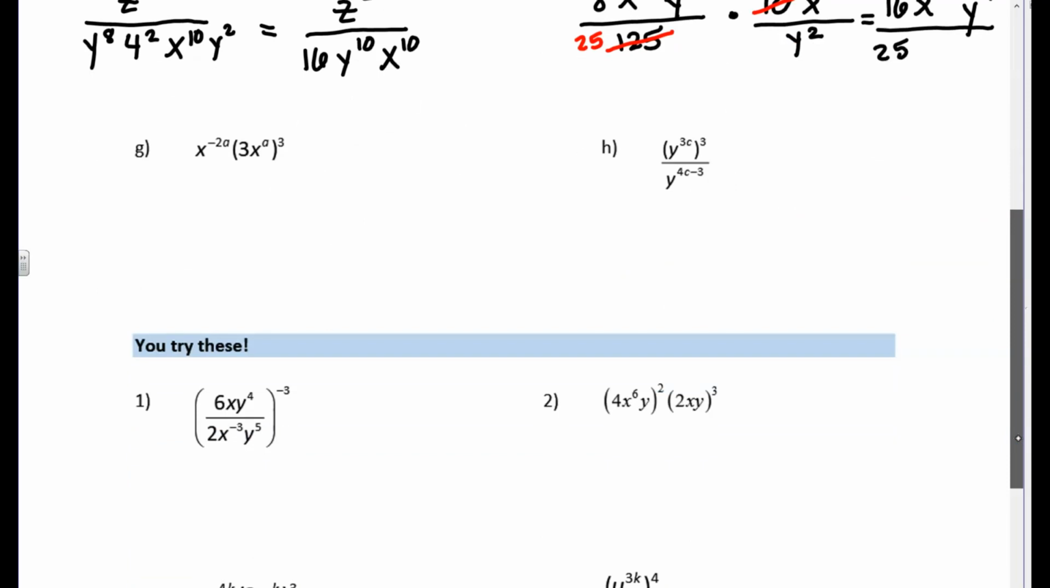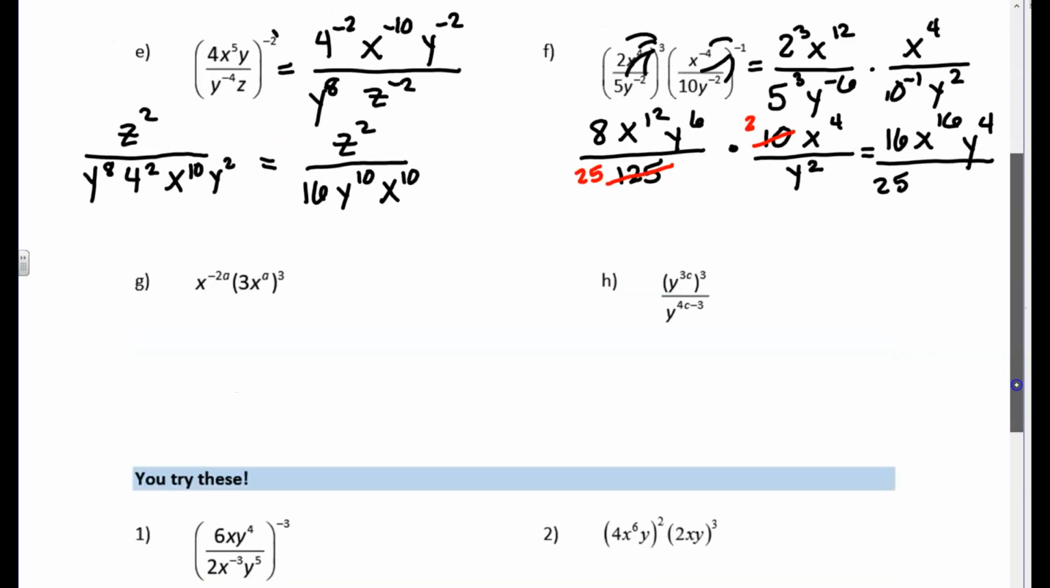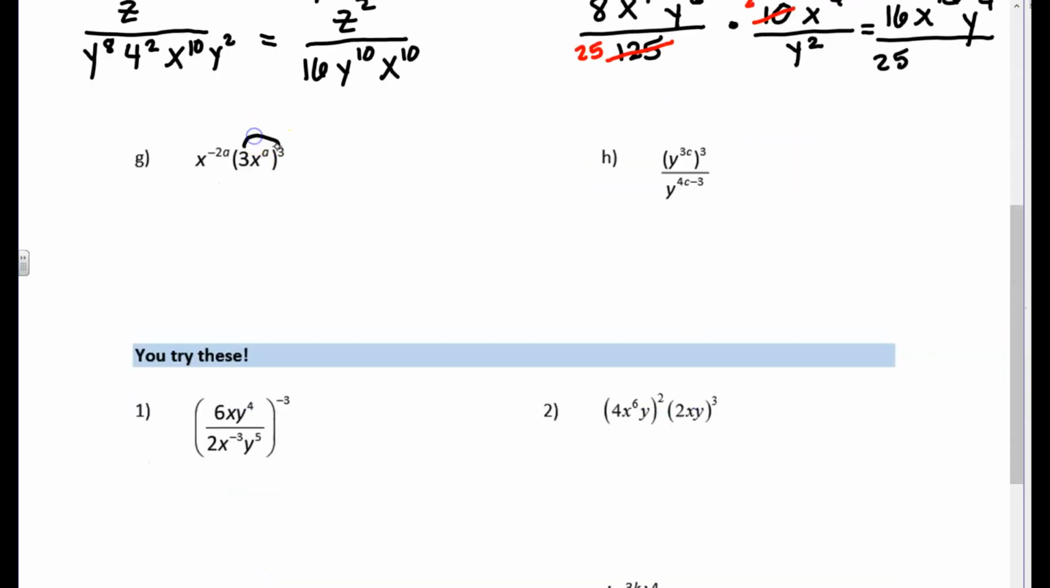Here we have x to the negative 2a times 3x to the a, all to the 3rd. I'm going to first apply that 3rd power. First apply that 3rd power in here.